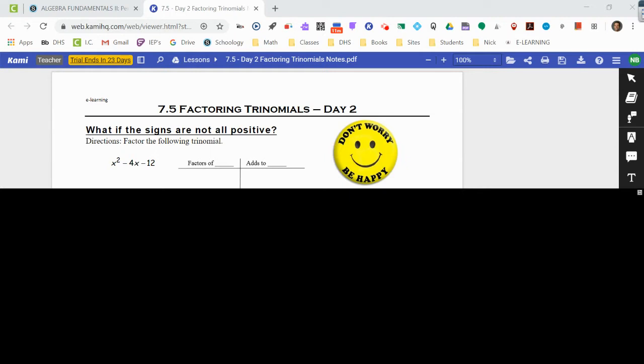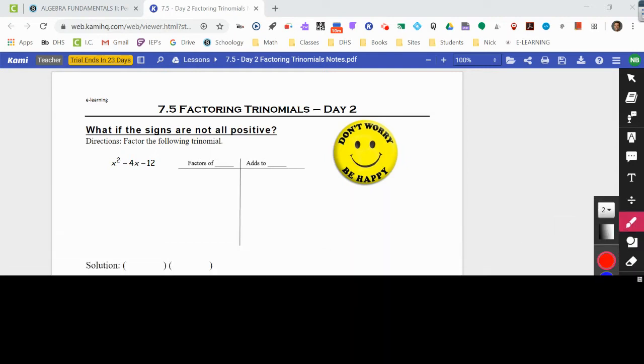So what if the signs are not all positive? Sometimes our trinomials are not going to be all positive, right? So yesterday's problems, the trinomials were all positives. Today, we're going to have some negatives and positives mixed together.